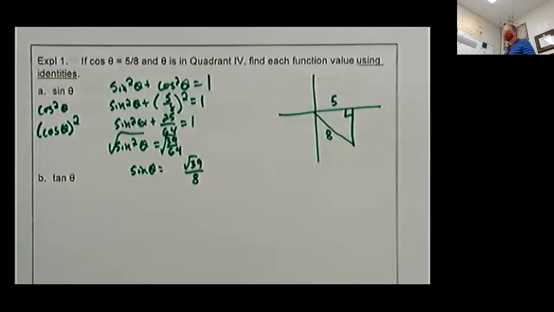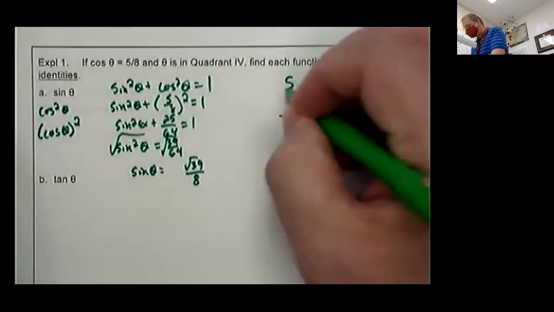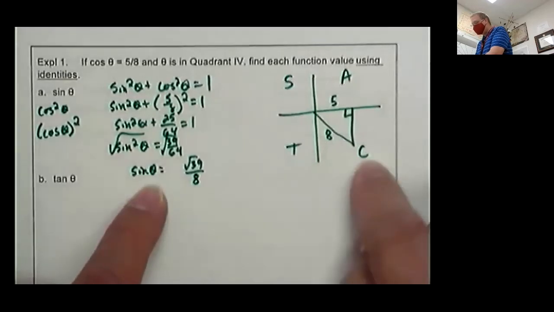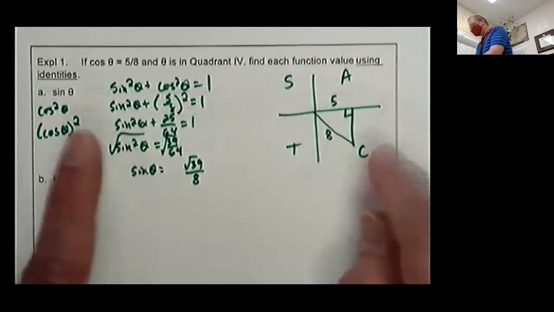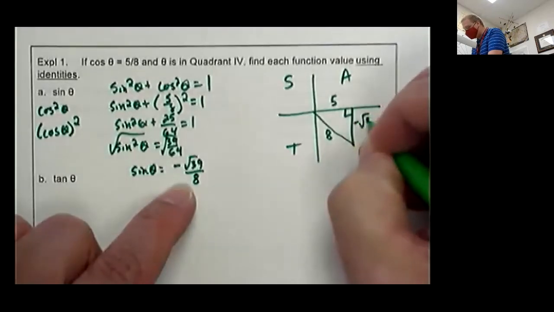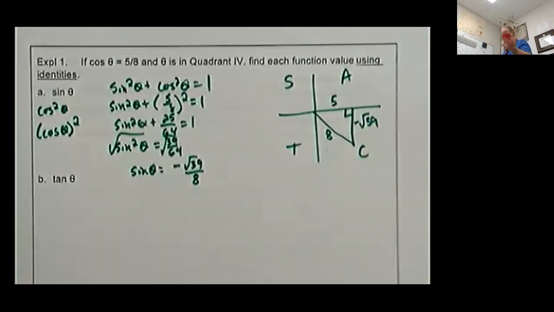Now we have to worry about the sign, because we know when we square root both sides, it can be plus or minus. How do we know which one it is? Well, we're going to go back to our quadrants. All Students Take Calculus. Sine in the fourth quadrant: only cosine is positive. So sine has to be negative. So this has to be a negative root 39 over 8, which is what we would have got if we had used the Pythagorean theorem. But it said use identities.